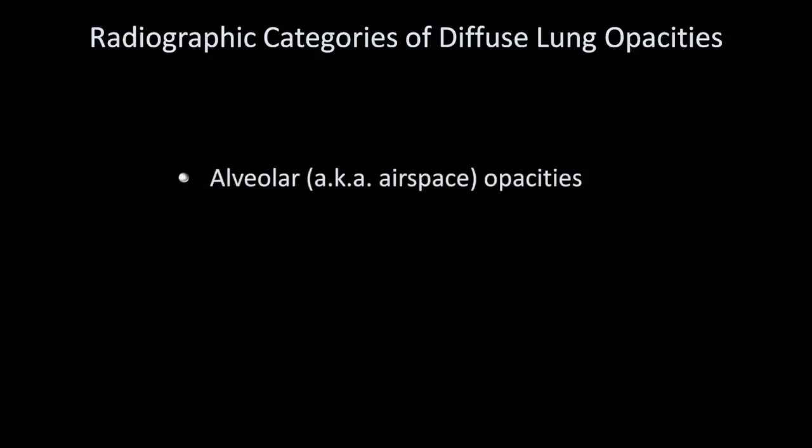For the remainder of this video, I'll be referring to the 2 classic radiographic categories of diffuse lung opacities. They are alveolar opacities, often referred to as airspace opacities, and interstitial opacities. While I will be discussing the features which distinguish one category from another, and discussing the subtypes of each, in practice, the distinction between alveolar and interstitial opacities is not easy.